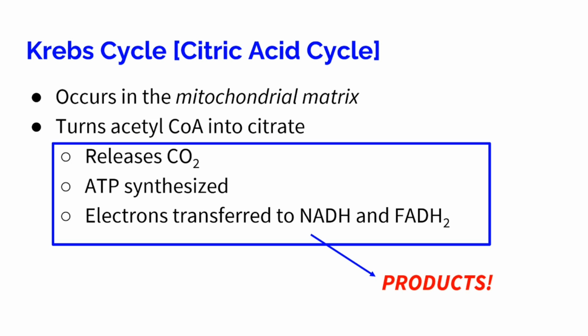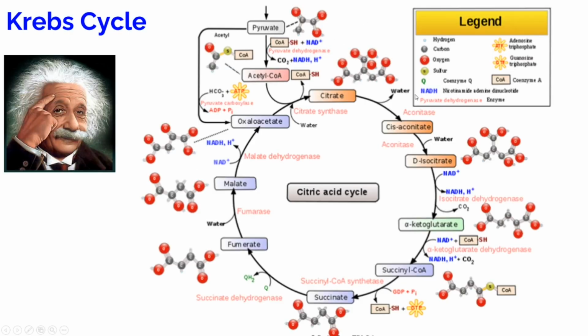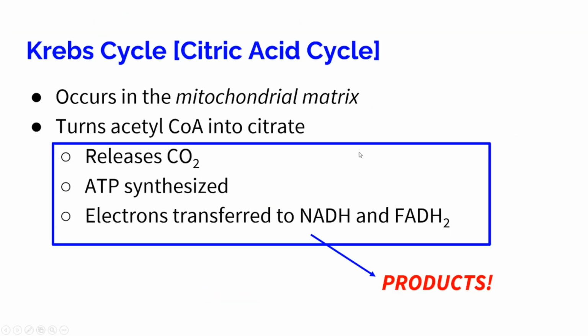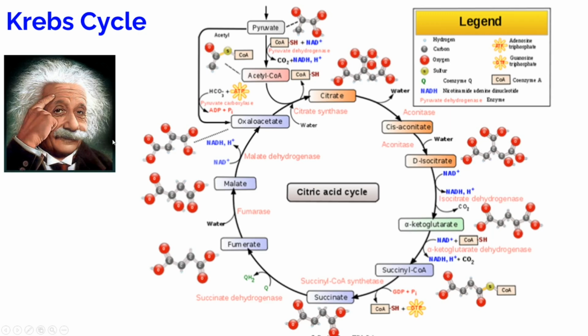When I was in high school, so many years ago, it was also called the Krebs cycle. This occurs inside of the mitochondrial matrix, so on the very, very inside of the mitochondria. And then it turns acetyl-CoA into something called citrate. Okay, but citrate, if you have to remember, is also called citric acid. This whole process, we'll get to that later.